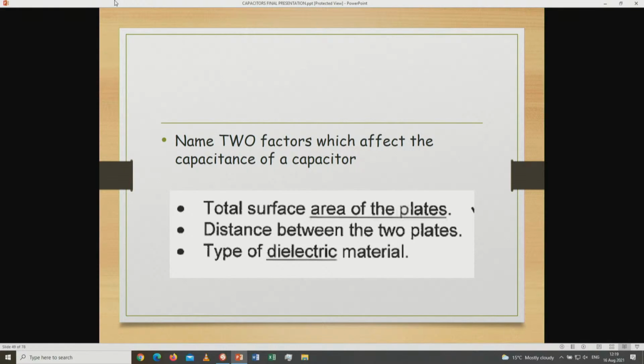Also, the distance between the plates. When you keep the area constant and decrease the distance between the plates, that will in turn increase capacitance. The distance will affect the capacitance, and so will the type of dielectric material, because dielectric materials have different permittivity values.